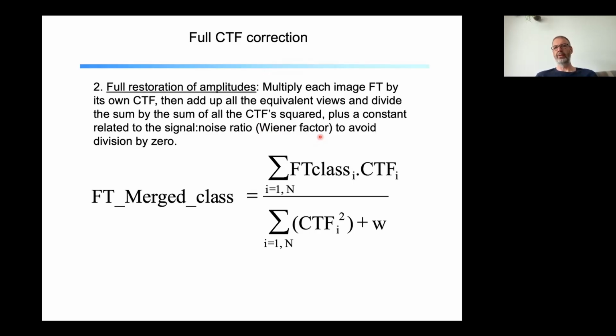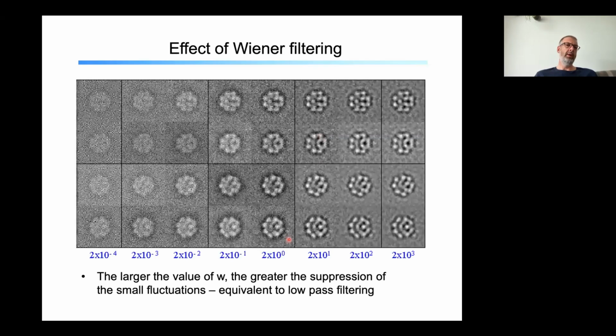And so this is called the full CTF correction, and this will restore, or at least go as best as we can do for the moment to restore, the amplitude fall off that we get due to the envelope function of the microscope. But this Wiener parameter is something that we have to play around with. So you have to be a bit careful when you're doing this, because if you use too large a Wiener factor, it's like applying a low pass filter to your data. So you will smooth out any high resolution information.